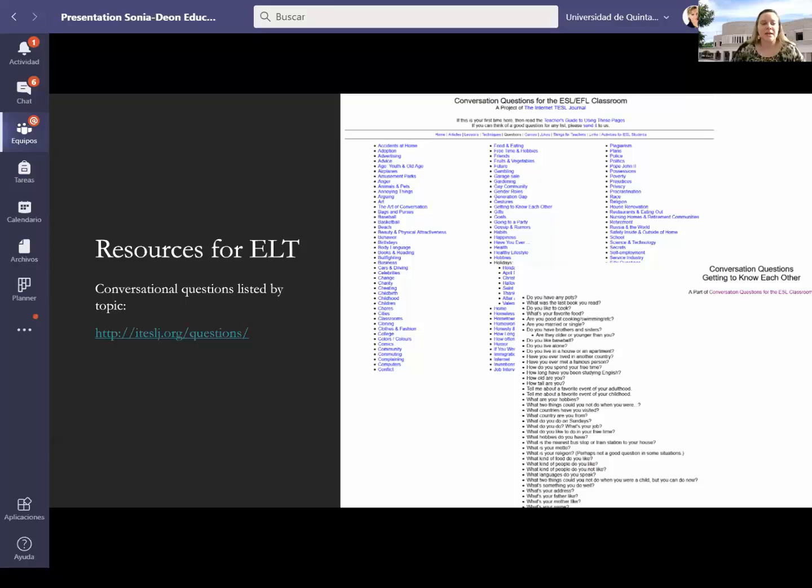So one of the cons of this site is that they are not divided or split up into language levels, but I think that you can do that focusing on the grammar and vocabulary and so forth that you're using for your classes. And it's just a very good way of even splitting these into groups maybe, and giving each group a different set of questions to talk about. So this is one of my common go-to sites to look for conversational questions.